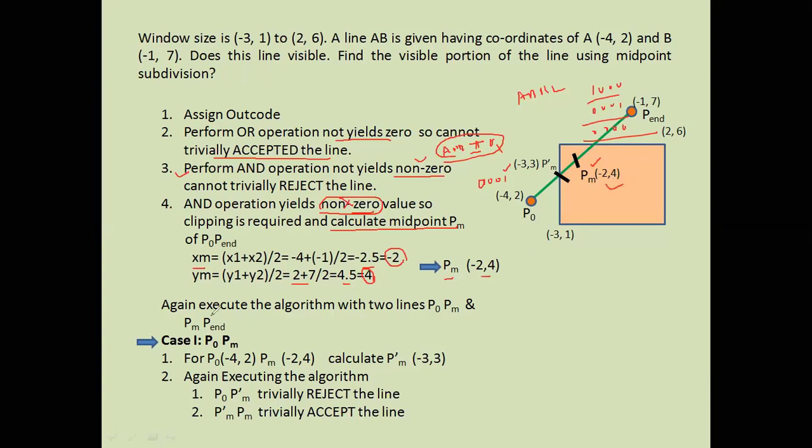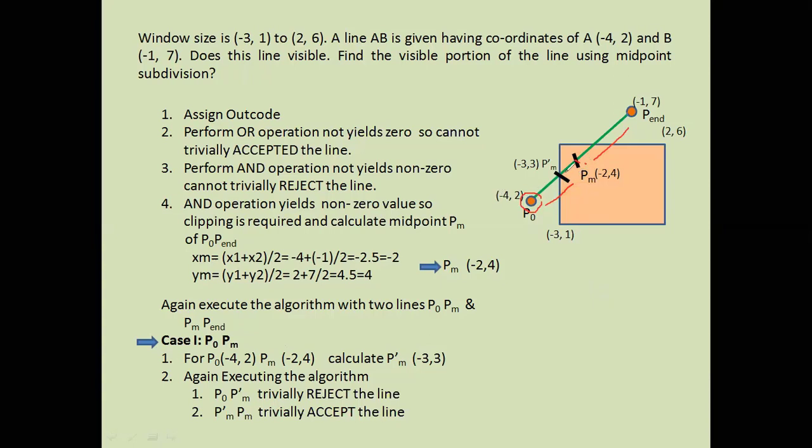Now we will again execute the algorithm with the two lines we have come up with. After executing the algorithm, we come up with two lines, that is P0 to PM, this line, and let's erase it first. We come up with this line and this one, PM to Pn. So we have taken the first case, that is P0 PM. We have taken this case. So when we do so, again we will apply the outcodes and do the same operations again. The outcode for this is 0 0 0 1.